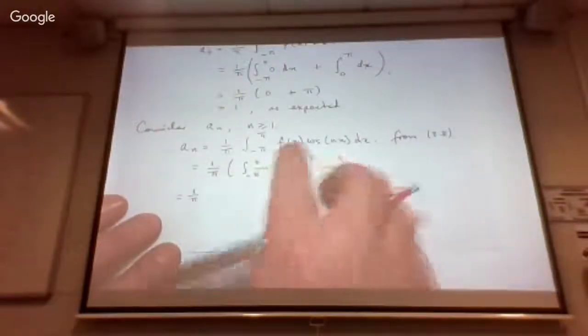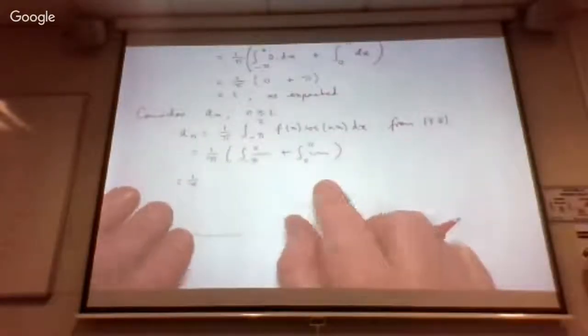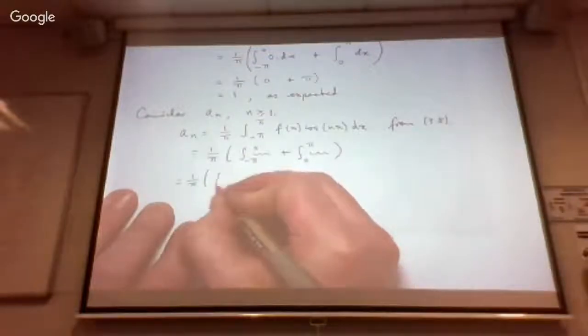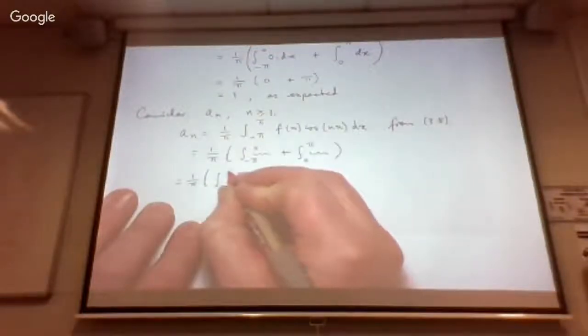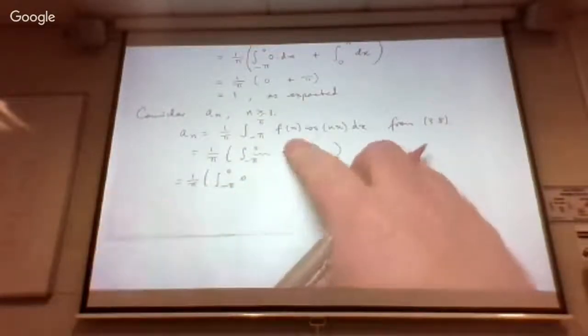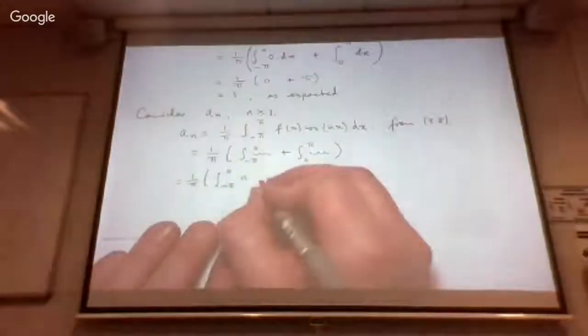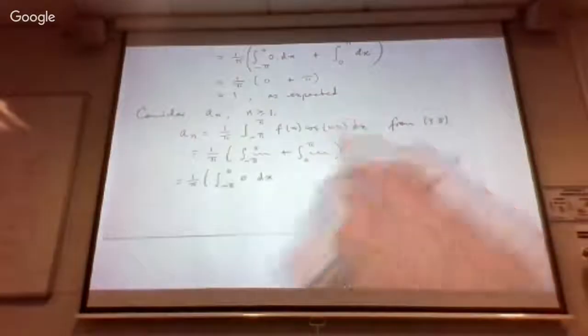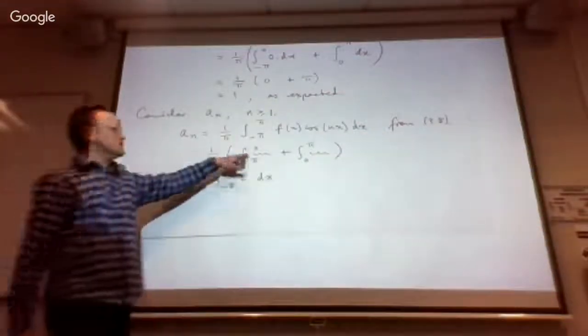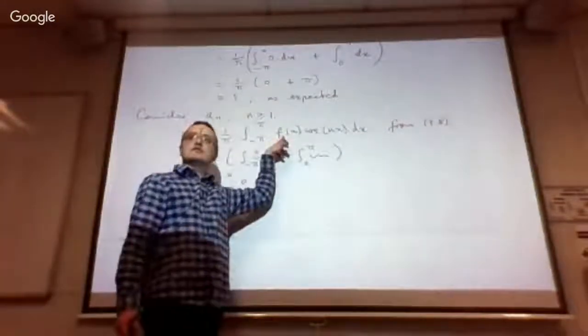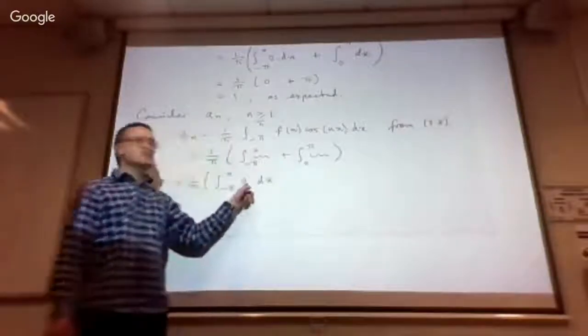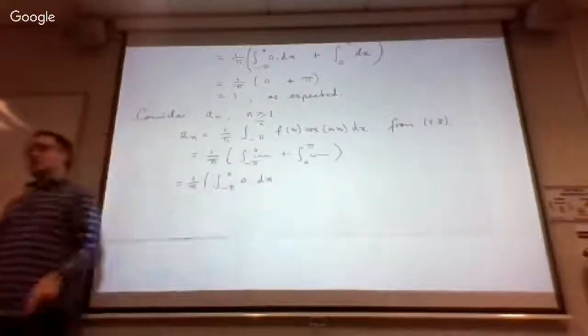Just save myself the bother of writing that out twice again. But the integral on the first half is certainly 0 because f of x is 0 on that first half. It doesn't matter what values cosine of nx takes between minus pi and 0. We're only going to multiply it by 0. Just integrating 0. That's going to give us 0.